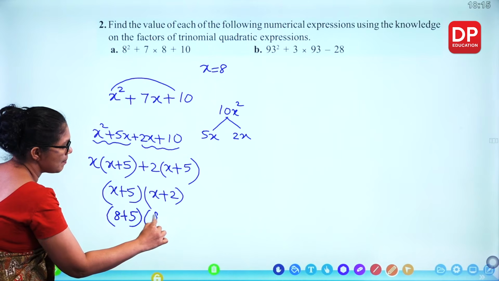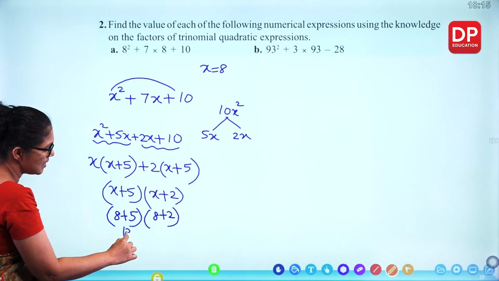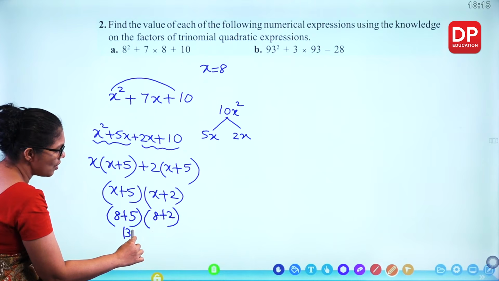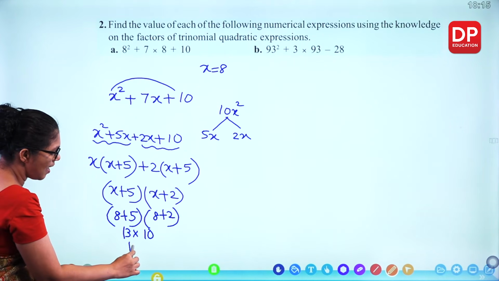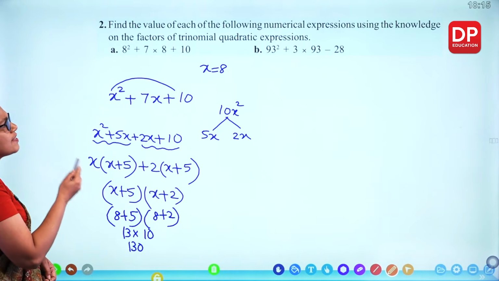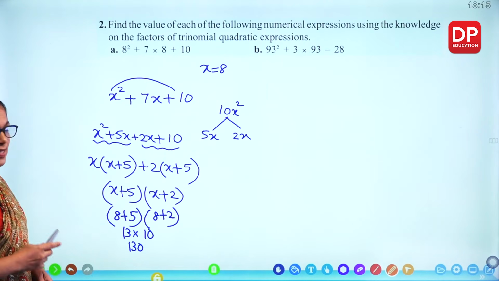Here also 8 plus 2. So what's the answer? 8 plus 5 is 13 and 8 plus 2 is 10. So what is 13 times 10? 130. So that's the value when you simplify with factors.